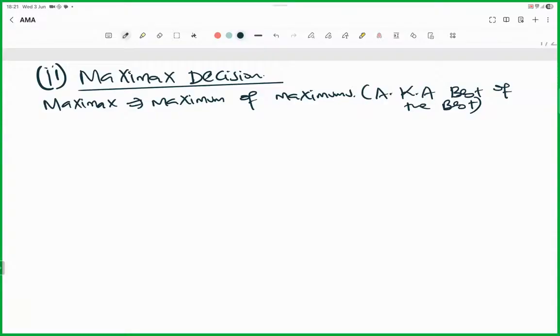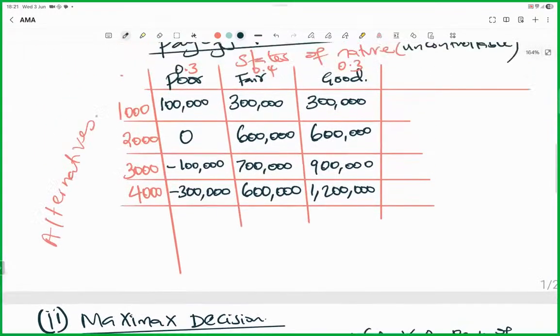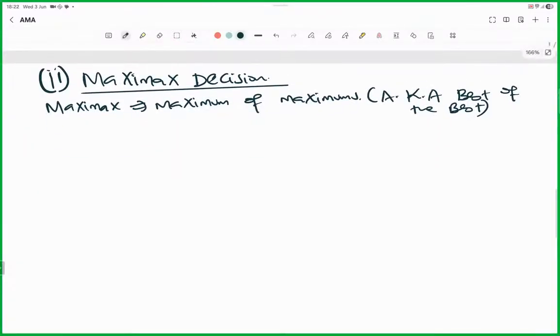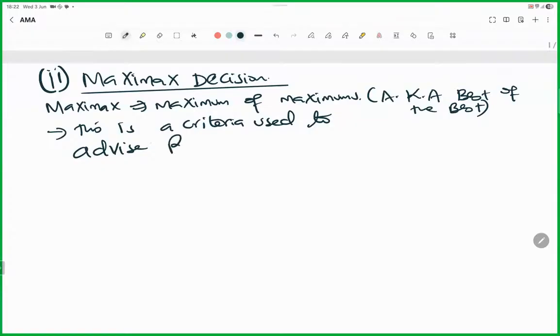So then what you're supposed to do, ladies and gentlemen, is come here and create a column of best. Because if you remember very well, normally this is a criteria used to advise risk takers, or in this case what we call optimists, those who always expect the best in life.